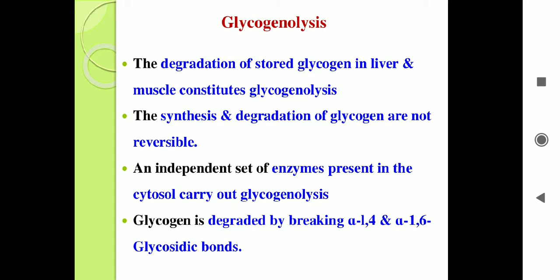Okay, so this glycogen is degraded by breaking alpha 1,4 and alpha 1,6 glycosidic bonds. In this pathway you have to understand that there is a degradation, right? So the molecules which are responsible for degradation of glycogen, and at which stage or at which position you can degrade it, that is important. So this glycogen is degraded by breaking the alpha 1,4 and alpha 1,6 glycosidic bonds.